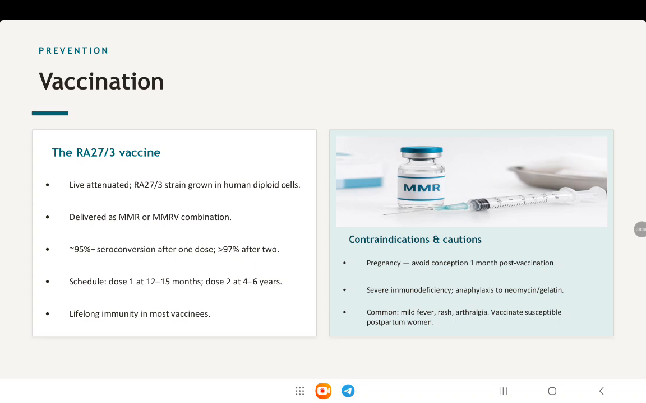Because this vaccine is a live attenuated vaccine, it should not be given during pregnancy. Women who get the vaccine should avoid becoming pregnant in the first months after vaccination. Vaccination may cause some adverse reactions in people with severe immunodeficiency or severe allergy to a component, and also mild fever, mild rash, and joint pain.